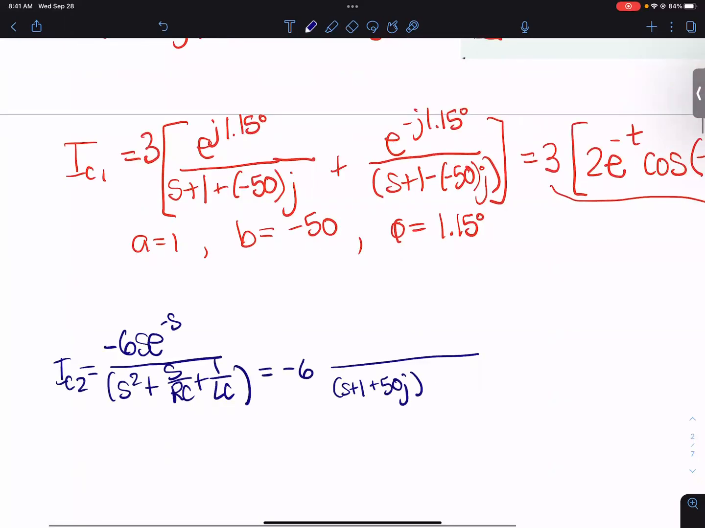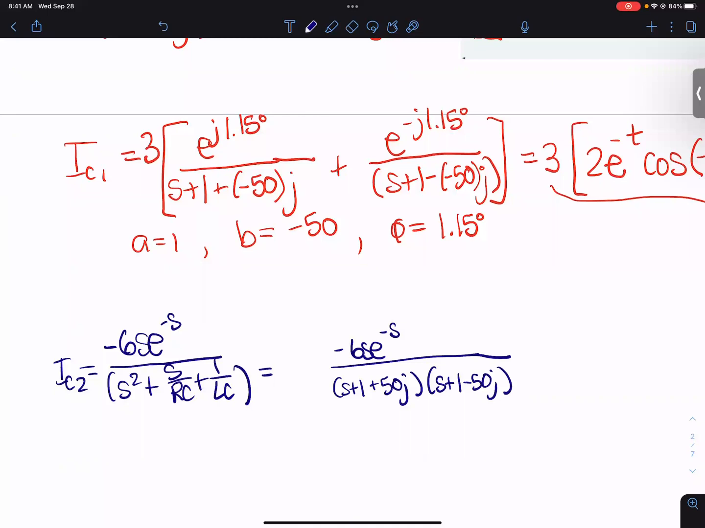And so the difference, though, is that you have the e to the minus s. Plus 1 minus 50j. So the only difference here is that it is minus 6 times e to the minus s. So everything is exactly the same except for that e to the minus s.